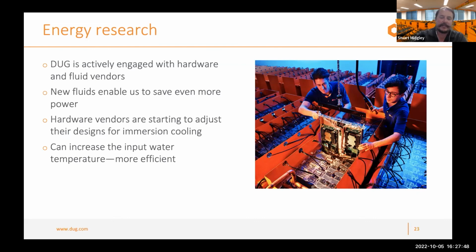The nice thing about what the vendors are doing, both the hardware vendors and the fluid vendors, is it's ultimately allowing us to increase that input water temperature. So the warmer we can have that input water, the more efficient we get. At the moment, we're at about 30 degrees, but the higher we can push that, the more efficient we're going to become in terms of how hard we have to run the cooling plant outside the buildings. So all of these advancements are making a significant difference.